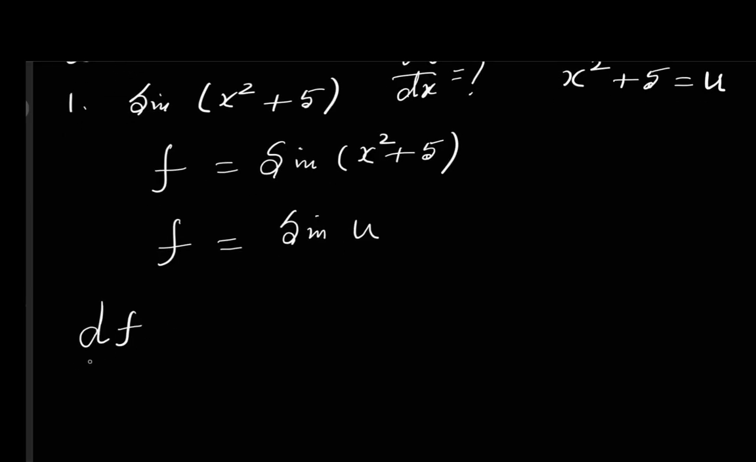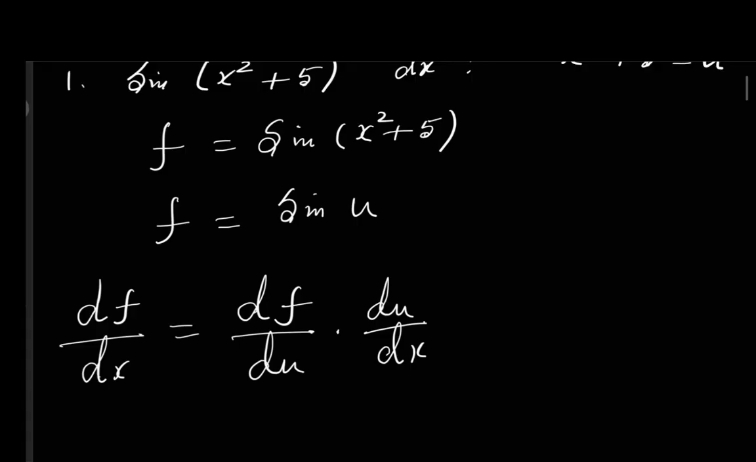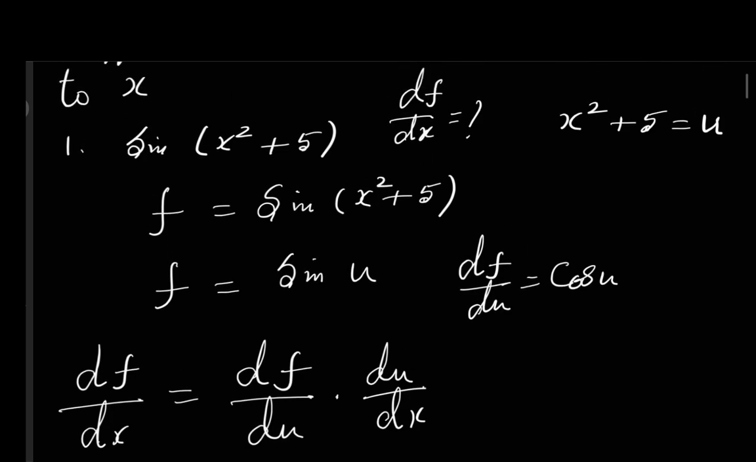So df by dx is equal to, first I differentiate f with respect to u, df by du, and then u with respect to x, du by dx. This is the chain rule. So we need to get df by du. What is f? f is equal to sine u. So df by du, if you differentiate sine, you will get cos u. Differentiation of sine u is cos u.